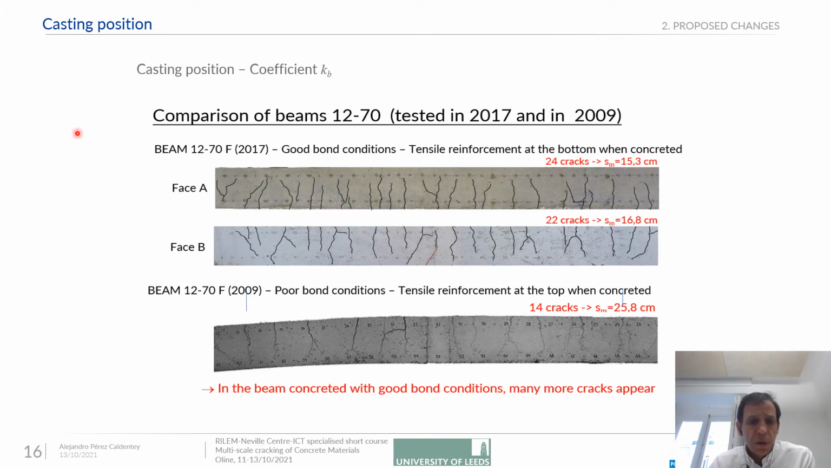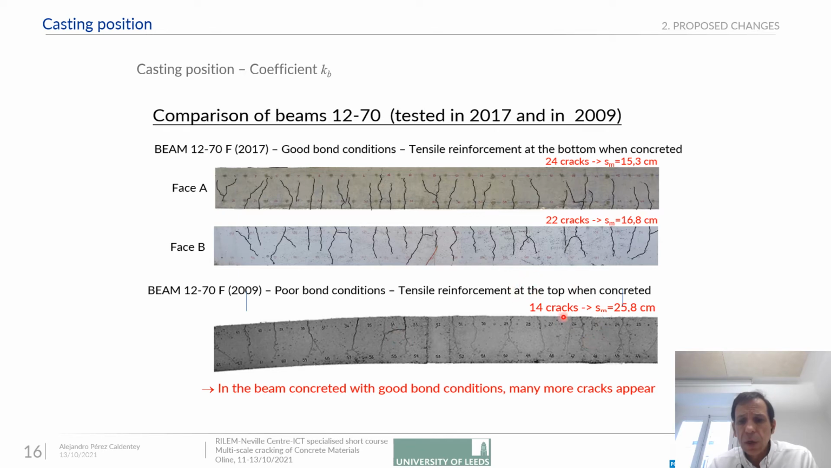The second factor, which is very important, is the casting position. We realized this effect when we tested, by accident really, a beam in flexure which was virtually identical to another beam which we had tested in 2009. We were a bit surprised when we compared the cracking patterns of the two specimens, because we could see that in the specimen tested here in 2009, we had very wide cracks.